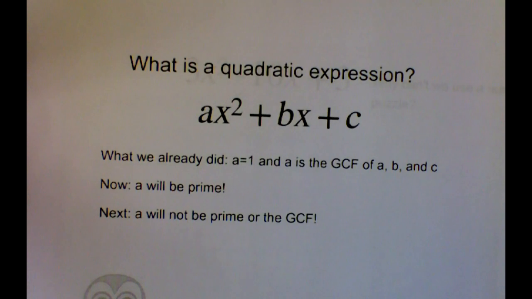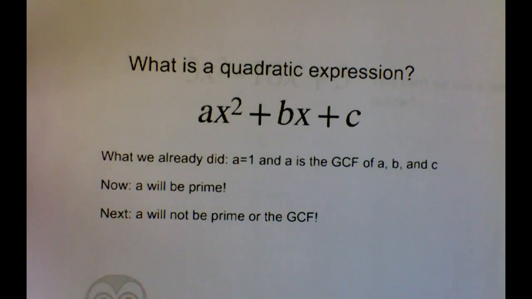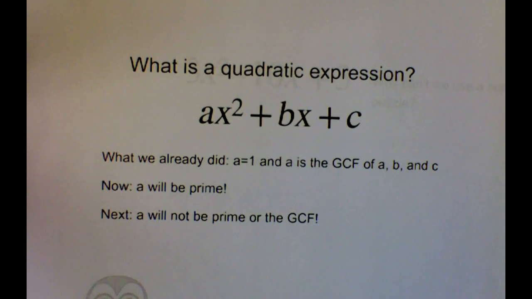We already dealt with when a was 1, so there wasn't really a number in front of x squared, and if a was the GCF of a, b, and c, so I could factor that number out. Now we're going to deal with when a is a prime number. And in the next video, we'll deal with when a is not prime or the GCF and how to deal with that.